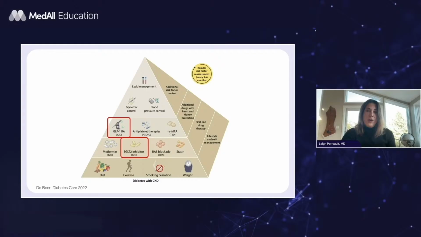Additional drugs with heart and kidney protection include antiplatelet therapies, nonsteroidal mineralocorticoid receptor antagonists. And if we cannot control the ABCs of diabetes with all of these medications that we see here, we'd pretty much use anything under the sun for glycemic control, blood pressure control, and lipid management.